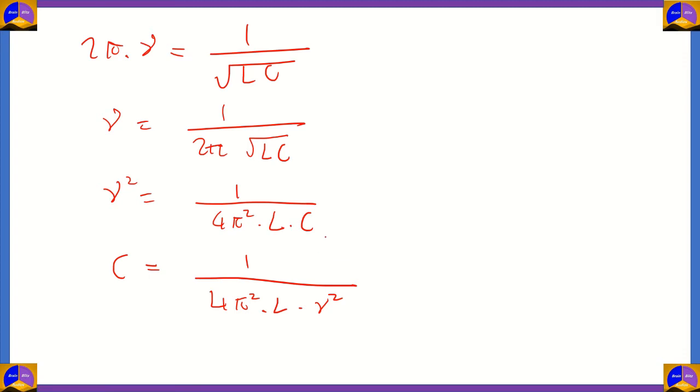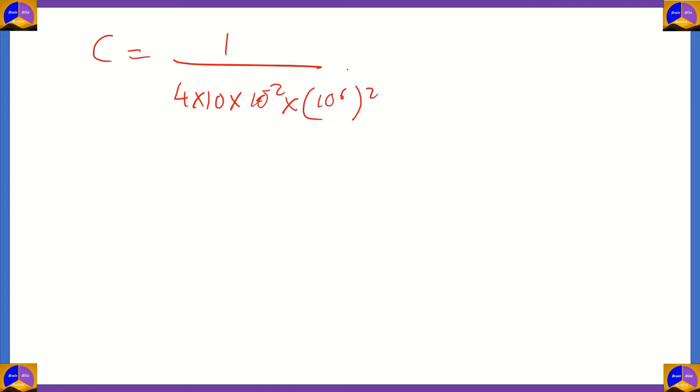So how are we going to solve this now? Well, all you have to do is put in the values, because we have a formula to find the value of C. So C is equal to 1 divided by 4 times pi square, we take it as 10. And the inductance is given as 10 raised to minus 2. And the frequency is 10 raised to 6, which is under a square. So therefore, we have 4 into 10 raised to minus 1 into 10 raised to 12.